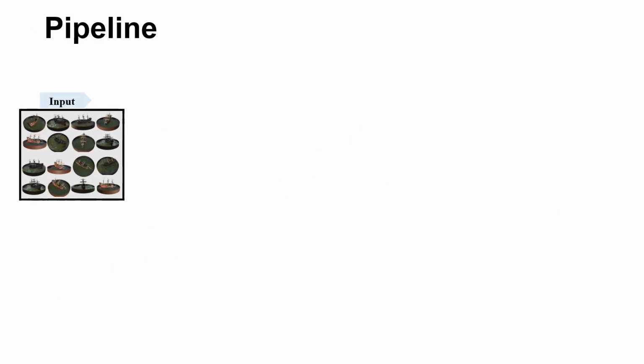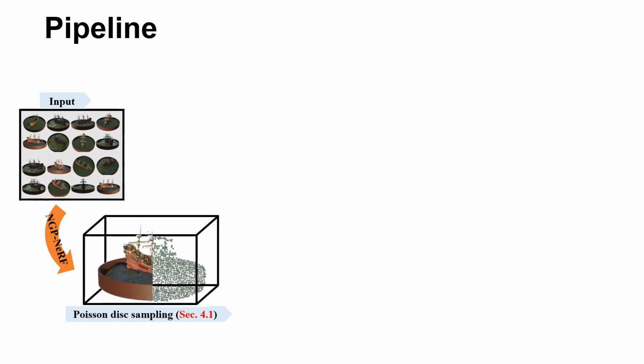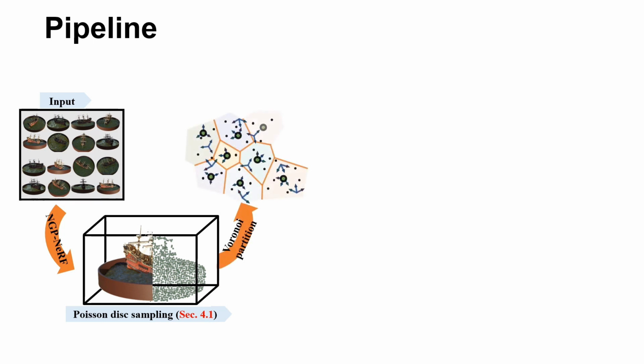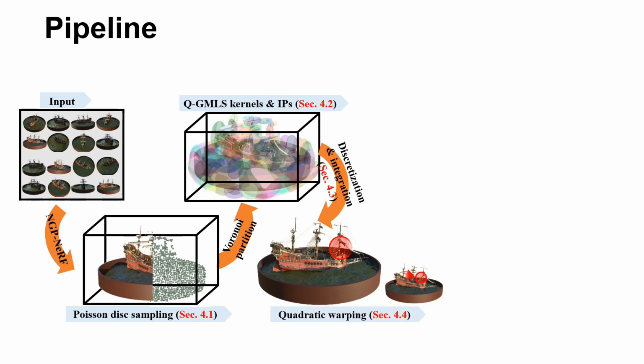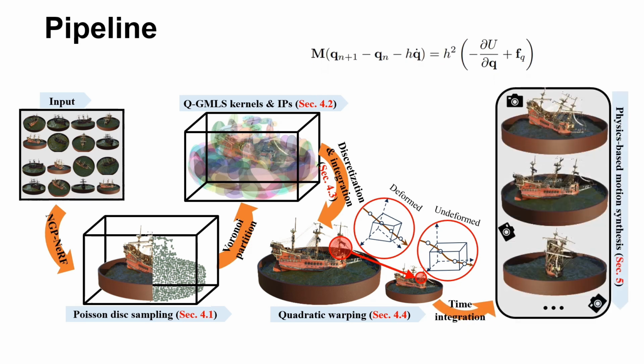Same as classic NeRF, we first use multi-view images of a static scene as input to train our instant NGP-NeRF. Then an augmented Poisson disk sampling is employed according to the gradient of the density field to model the geometry of the 3D shape. After Voronoi partition, we obtain our quadratic generalized moving least squares kernels and integrator points for simulation. When we are integrating across a ray in a deformed space, we warp the ray to undeformed space if it goes through an integrator points cuboid. As time integrates, we can generate multi-view physics-based dynamics.